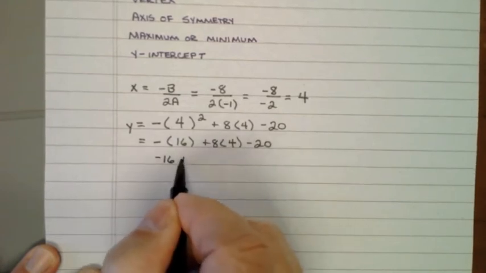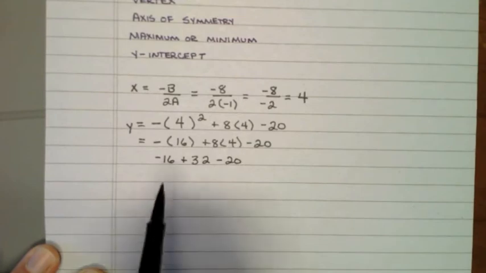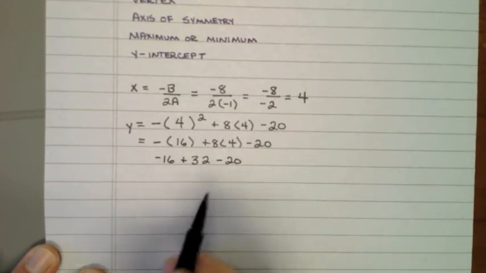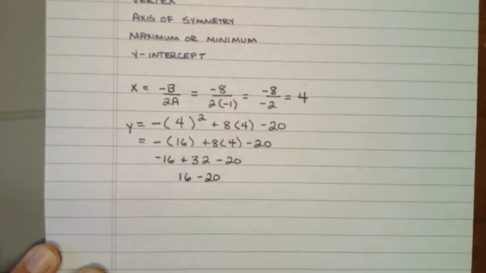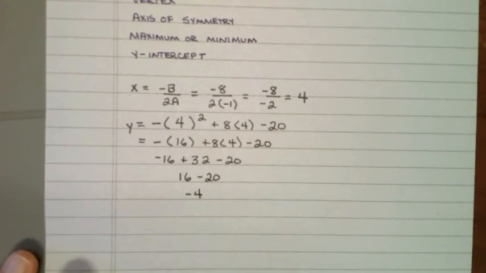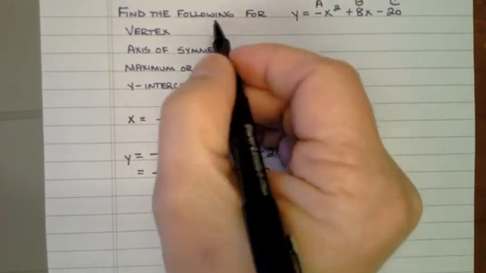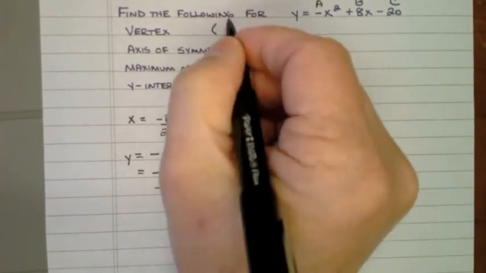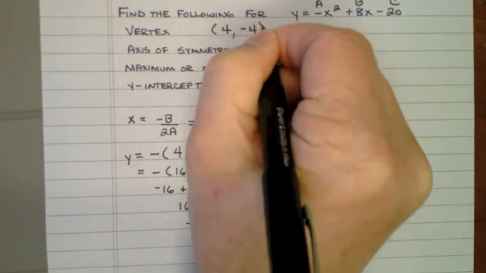8 times 4 is 32 minus 20. Negative 16 plus 32 is positive 16. And positive 16 minus 20, negative 4. I have my x-coordinate and I have my y-coordinate. So I can now write my vertex. My x-coordinate is 4. My y-coordinate is negative 4.